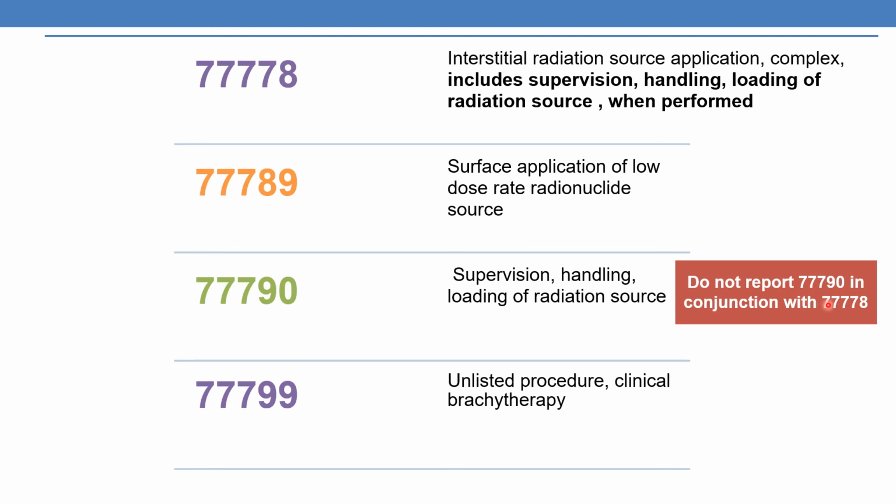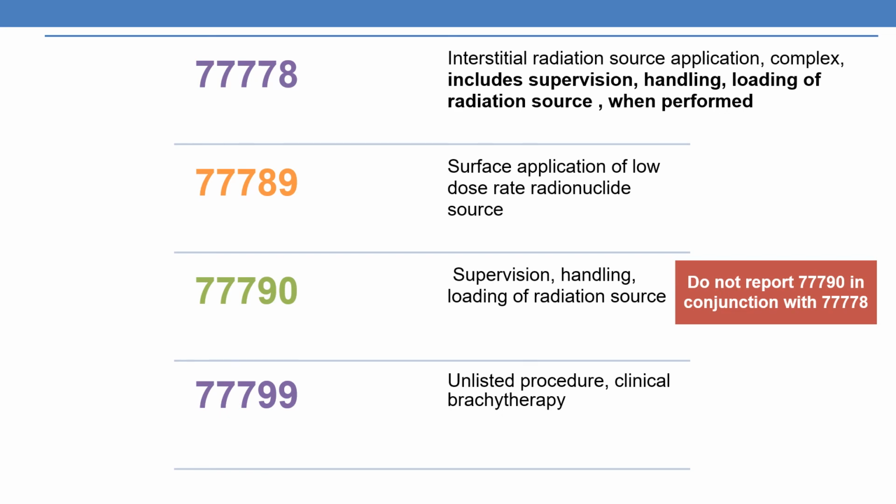One important note is do not report 77790 in conjunction with 77778. Because if you see the description of 77778, there it is included that interstitial radiation source application complex includes supervision, handling, loading of radiation source. For that reason, you need not additionally report 77790 in conjunction with 77778. Finally, the last code is 77799. It is nothing but unlisted procedure clinical brachytherapy. By this we complete the CPTs for clinical brachytherapy.